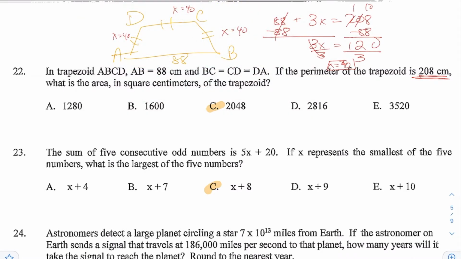So from here, you can use this to figure out the area of the trapezoid. So for the trapezoid, you can split this up into 3 shapes. Now the top piece is 40. The bottom piece is also going to be 40. And 88 minus 40 is 48. And you have to do 48 divided by 2 to figure out that each of the remaining pieces are 24.